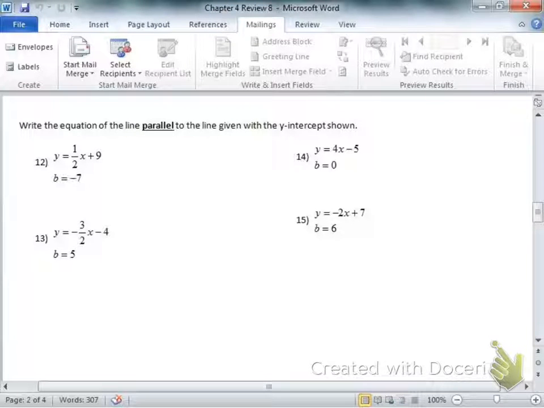The hard part with the parallel lines and the perpendicular lines is keeping them straight. Remember, parallel lines have the same slope. Perpendicular lines is when you change the slope. A lot of students on Chapter 4 tests were getting these backwards, okay? When you see parallel, those are the easy ones. When you see perpendicular, that's the one with the extra step, okay? So do not flip-flop them. You'll get this entire section wrong, okay?